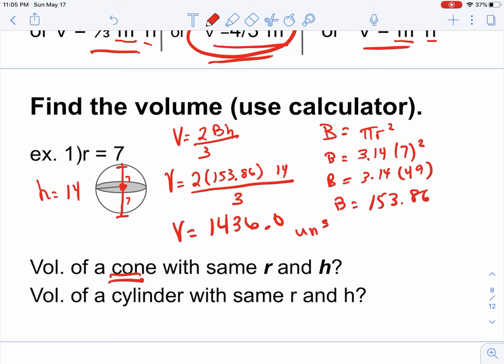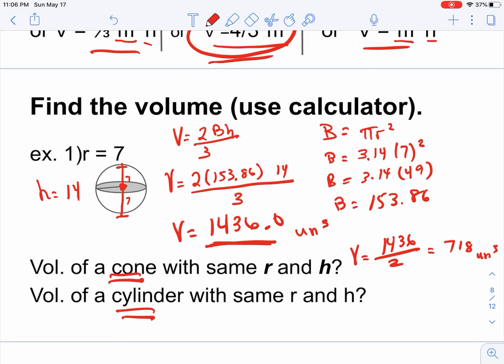Okay, what would the volume of a cone be with that same radius and height? Well, you know that there are 2 cones in this volume, so let's take half of it. That's how much one cone would be. So the volume is going to be 1436 divided by 2. That comes out to, what, 718, right? And that's cubic units. Units cubed.